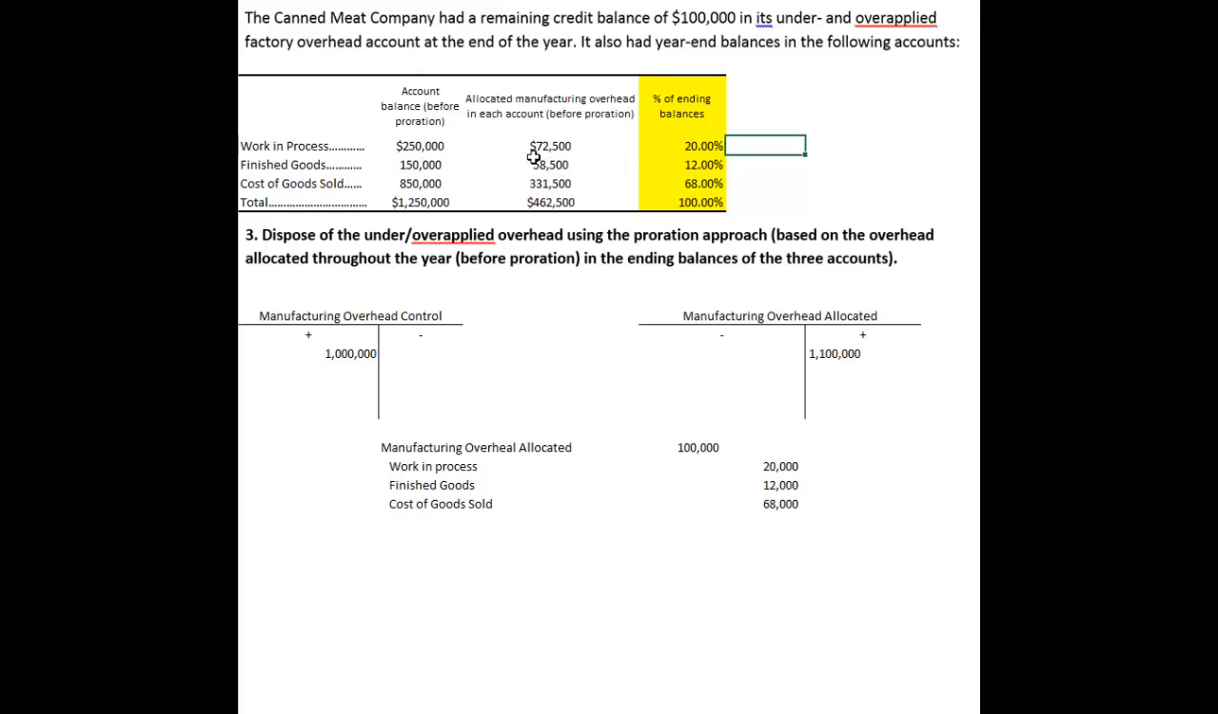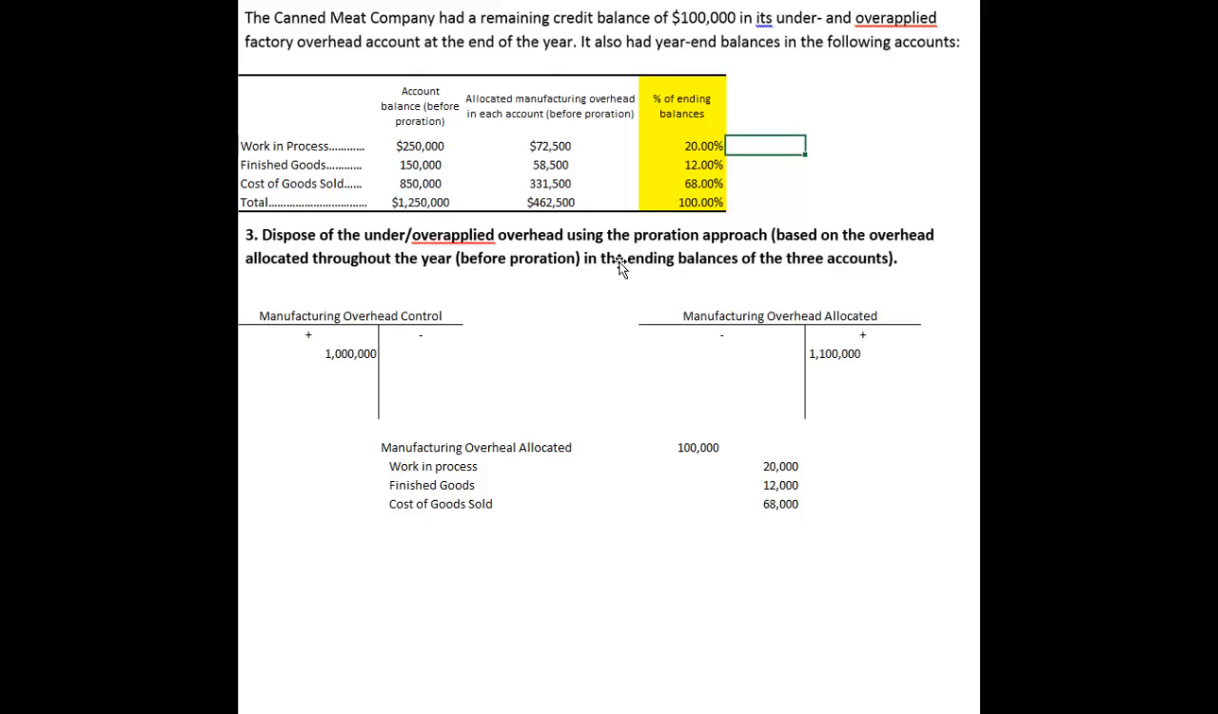So in other words, what we've got here in this column is, of this $250,000, we have $72,500, which is manufacturing overhead. The remaining difference is labor and material. Of the 150 in finished goods, 58.5 is overhead. The remaining is material and labor, and so on and so forth. So we're going to say, okay, if this overhead was pushed into these accounts at this ratio, then there's some logic to that, and we should maintain that logical ratio between the three.